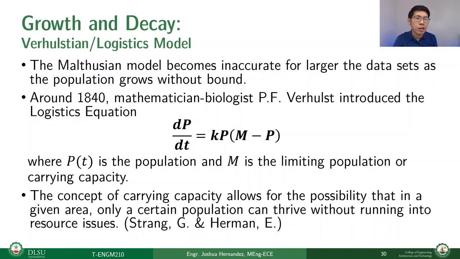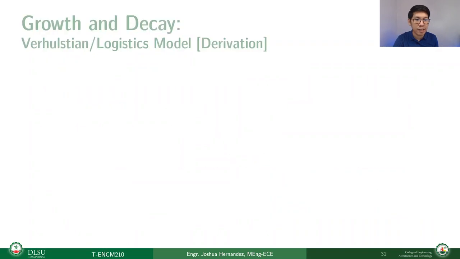Okay. Now, yung ating exponential, medyo madali nating na-derive, dp over dt equals kp para sa exponential, na merong solution na p is equal to c e raised to kt, yun yung exponential. But how about the Verhulstan? Paano natin masosolve itong DE na to, dp over dt equals kp times m minus p? Okay, let's try and derive it.